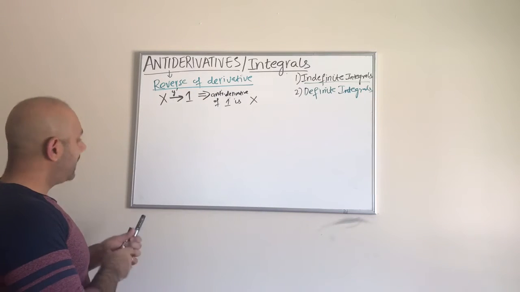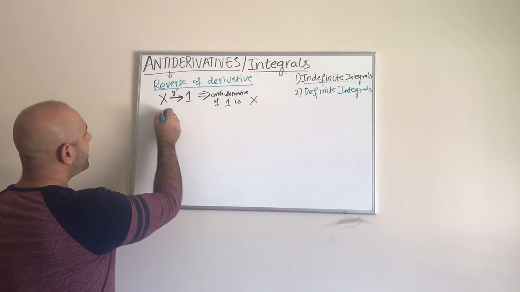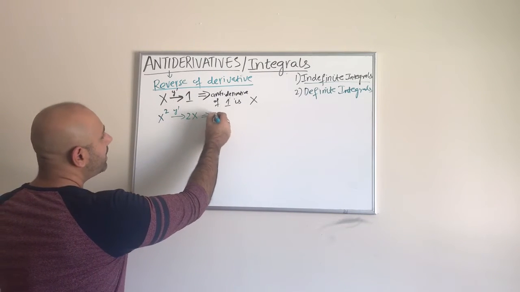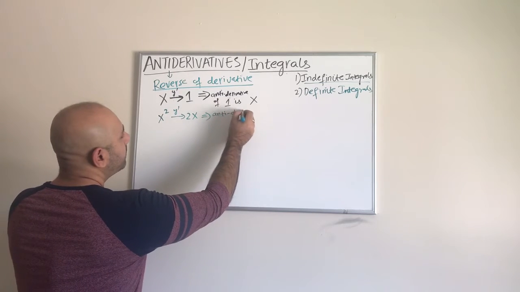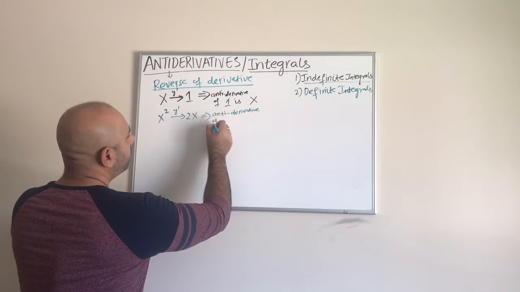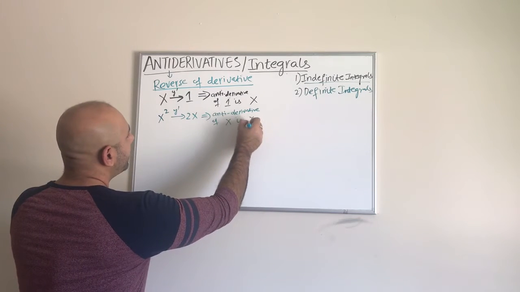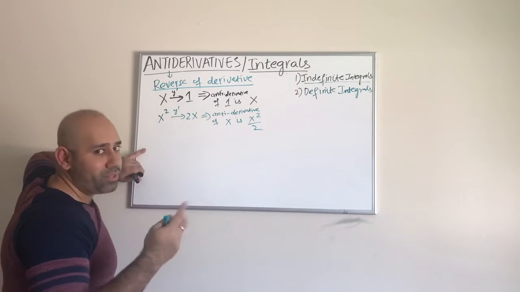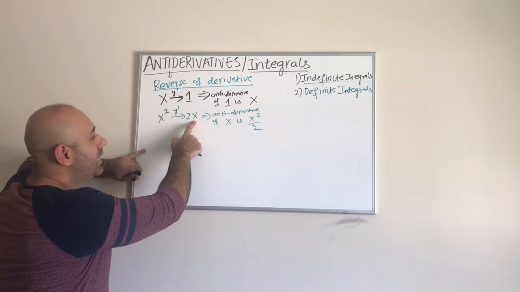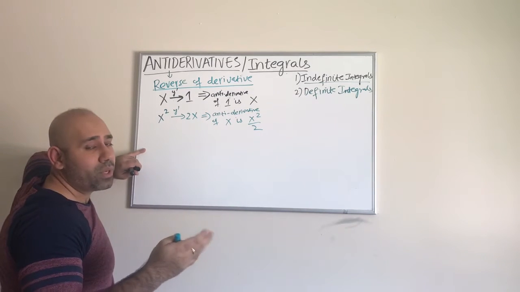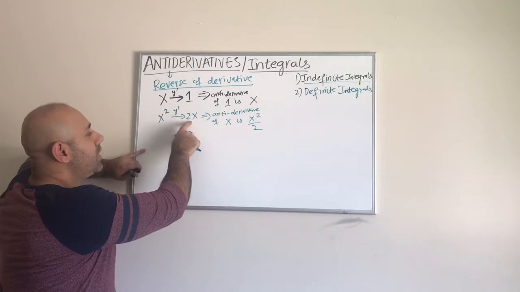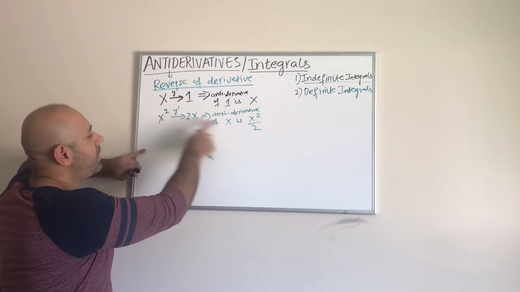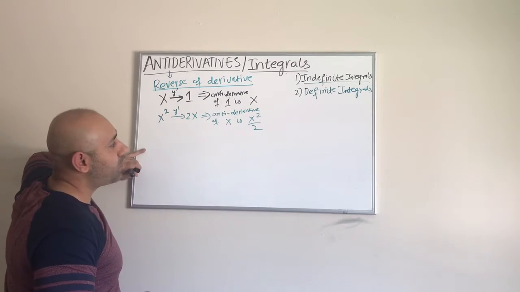Similarly, if I have x squared, then the derivative we already know is 2x. From this we can conclude that the antiderivative of x is x squared over 2. Let's look at this carefully. I'm not trying to find the antiderivative of 2x. If I just have to find the antiderivative of x, then I have to get rid of this 2. That's why I'm dividing both sides by 2. So the antiderivative of x would be x squared over 2.